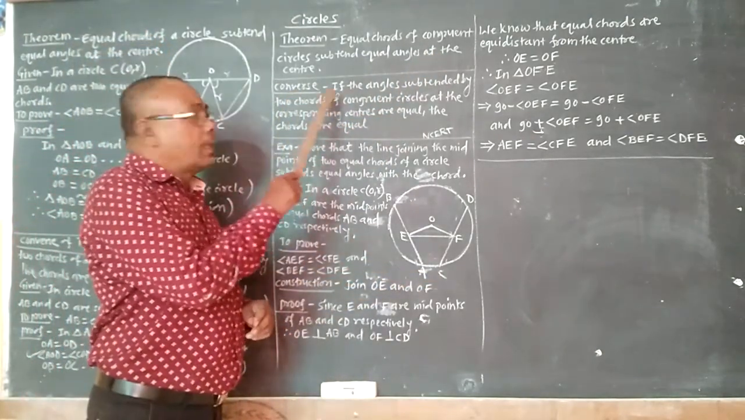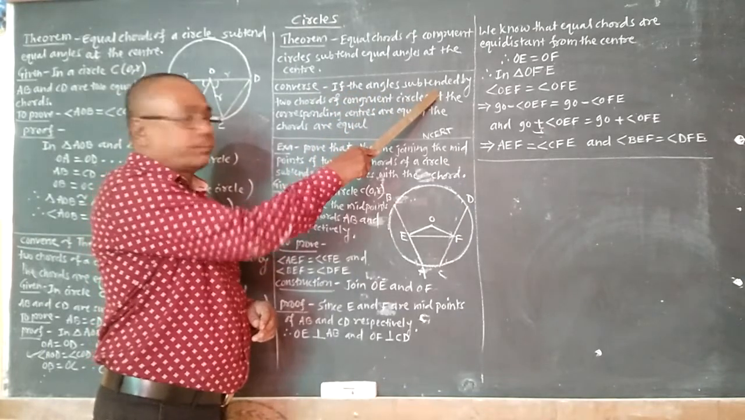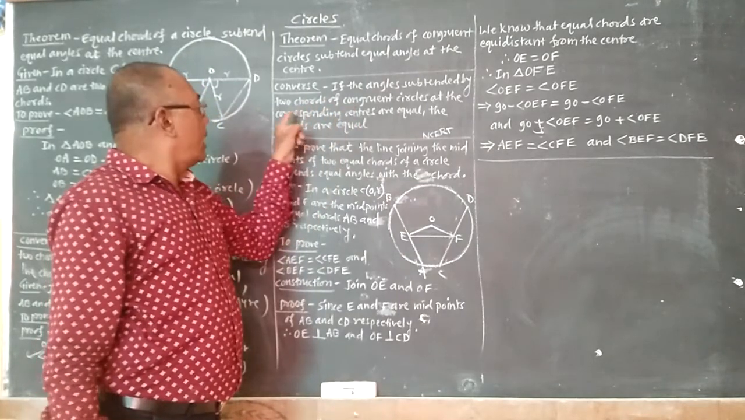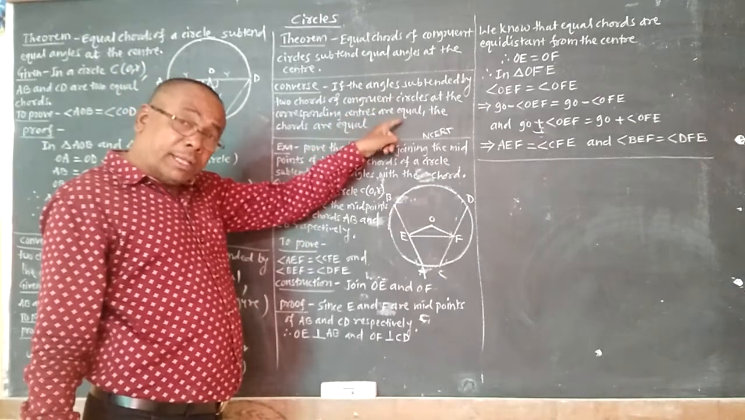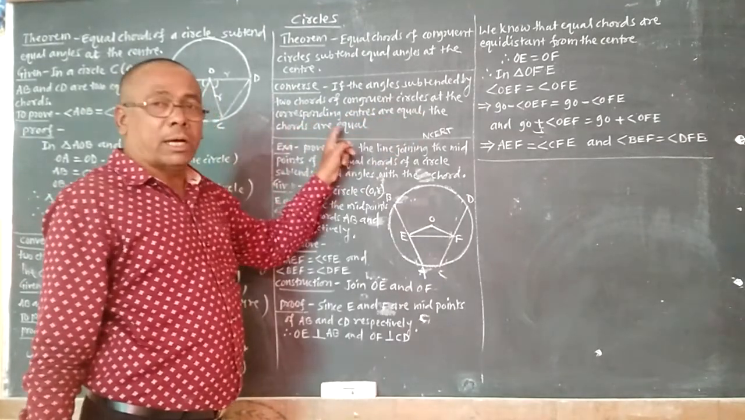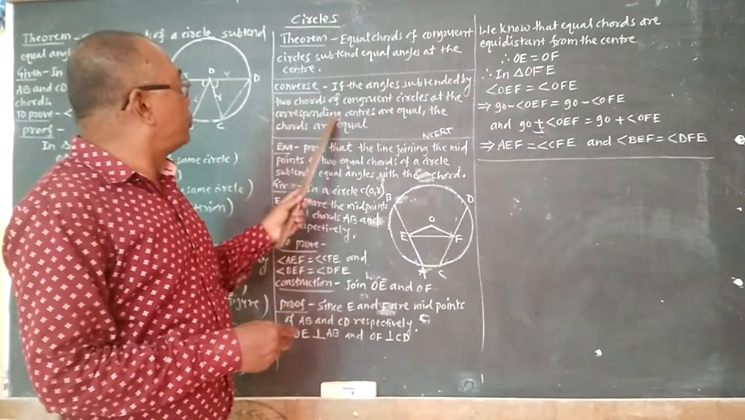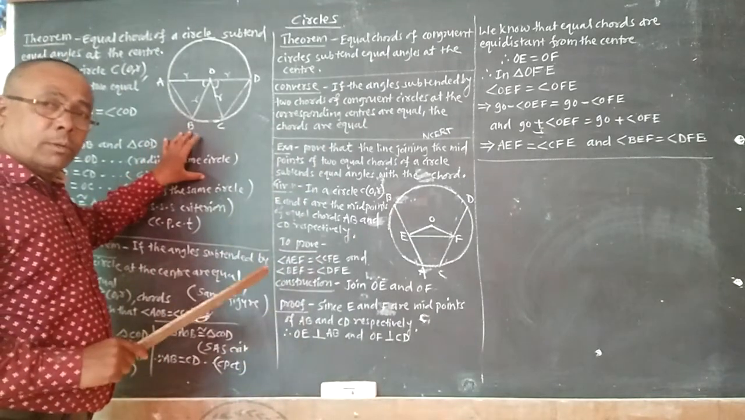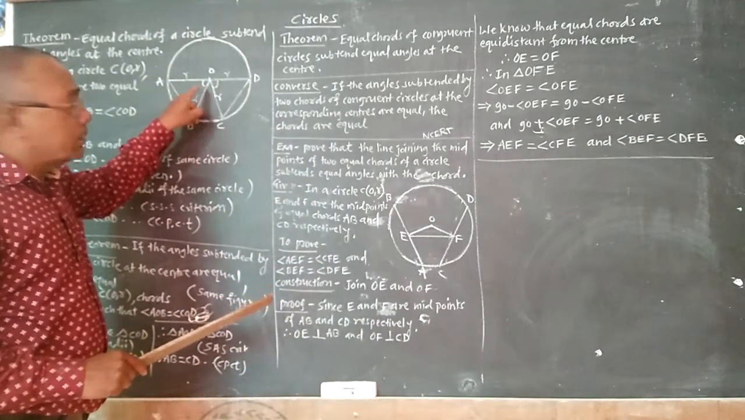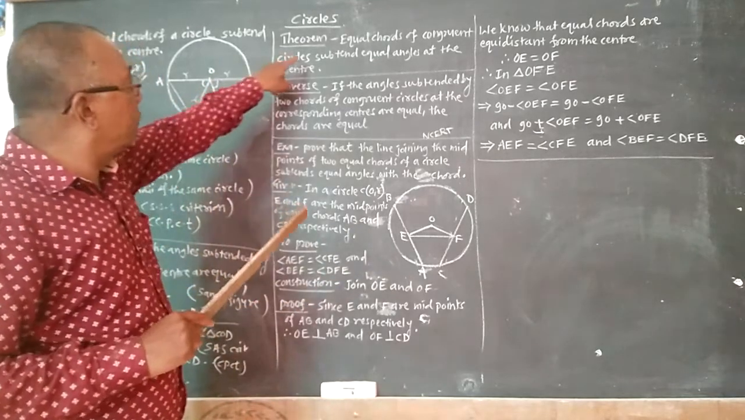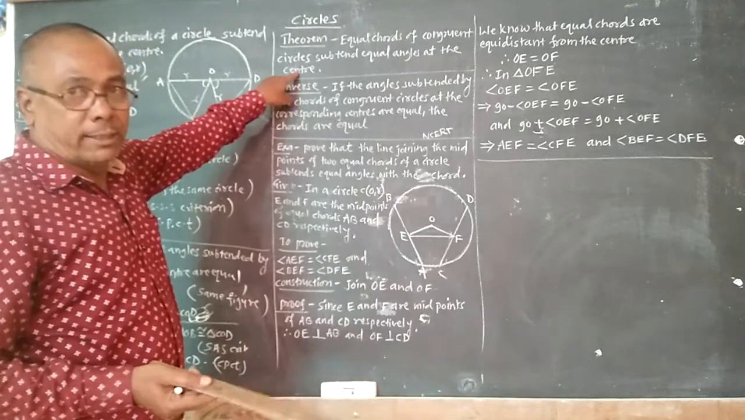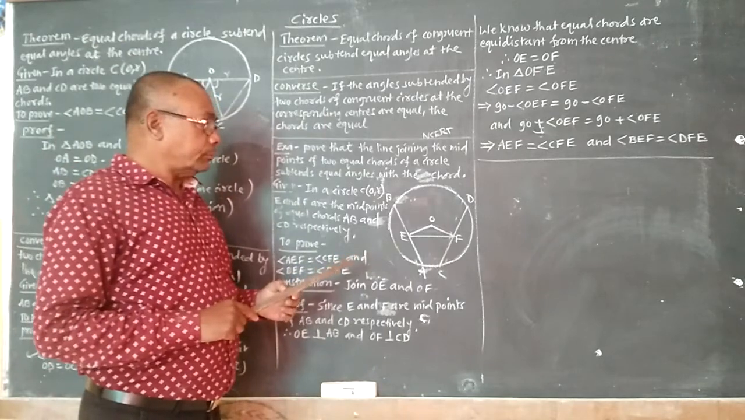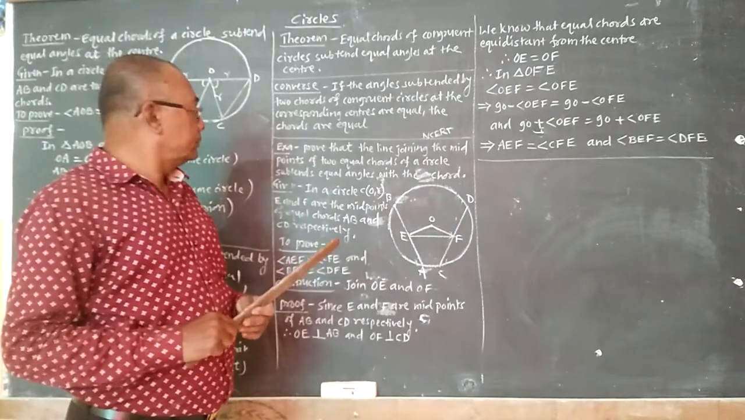And its converse: if the angles subtended by two chords of congruent circles at the corresponding centers are equal, then the chords are equal. So these two theorems can be proved by considering, instead of one circle, two congruent circles. Now we will see one example.